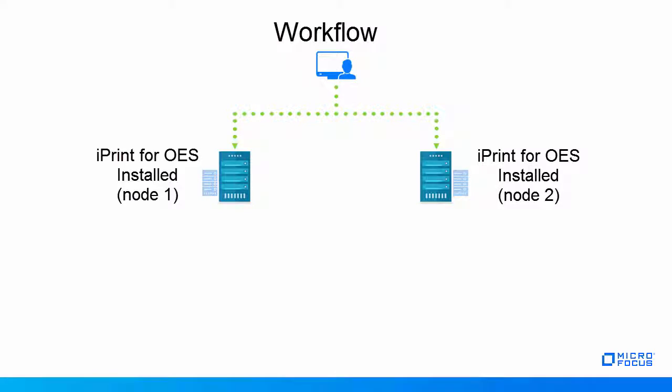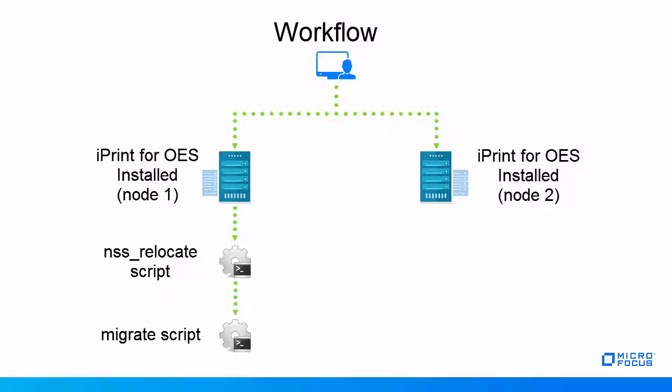What does this video cover? We will install iPrint for OES on all iPrint cluster nodes. Then run the NSS relocate script on the node where the pool resource is running. On success, we will run the migrate script to migrate the pool resource to the next node.